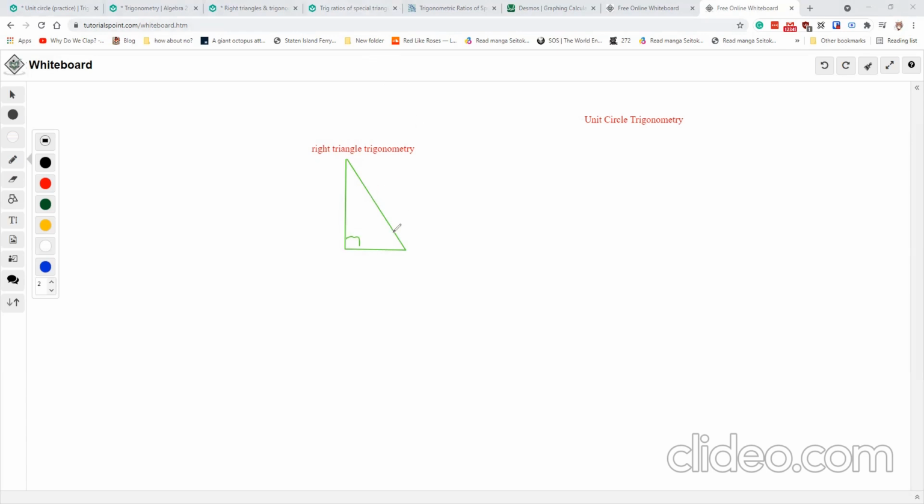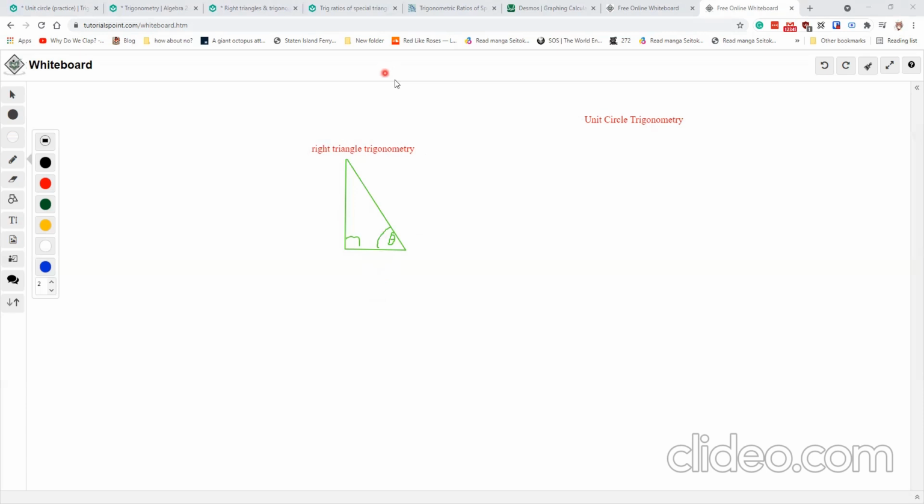So, oftentimes we'll have an angle like this, which we call theta, which is not this right angle, and we'll care about what the ratio of, say, this side to this side, or to this side, this side to this side, or this side to this side, what those ratios are.